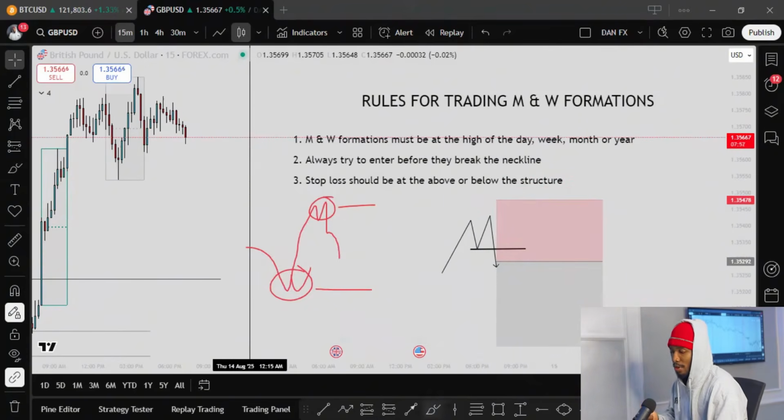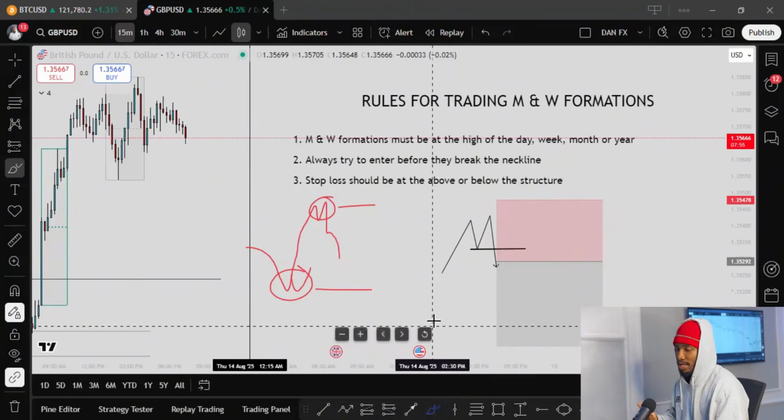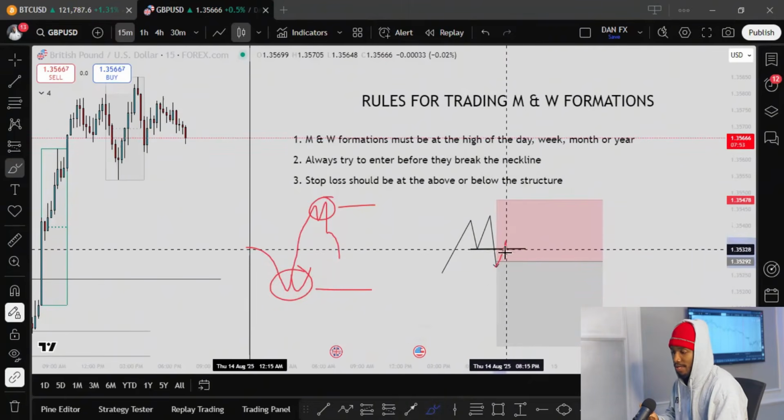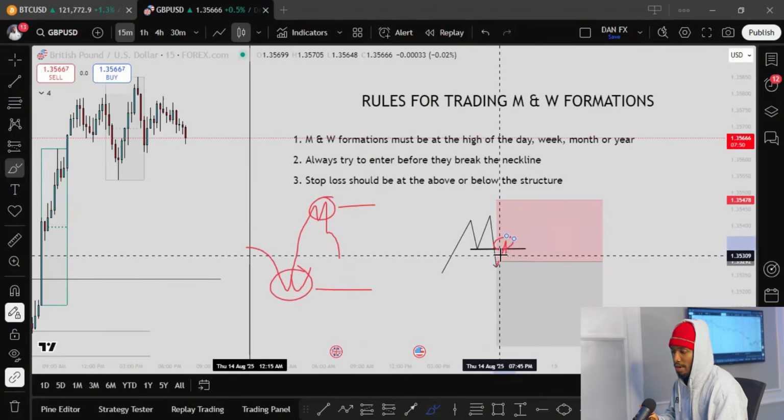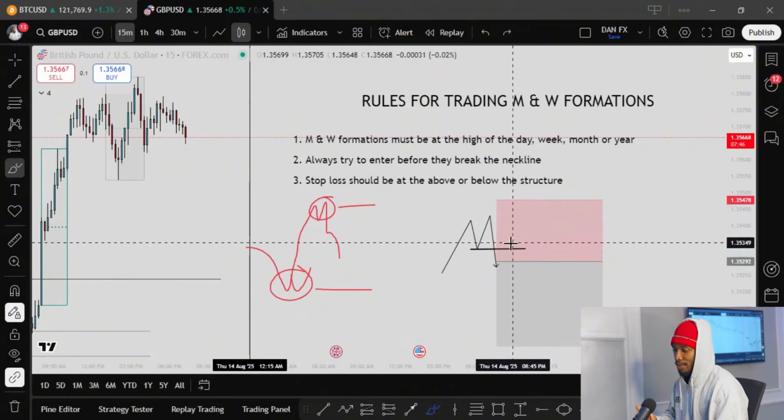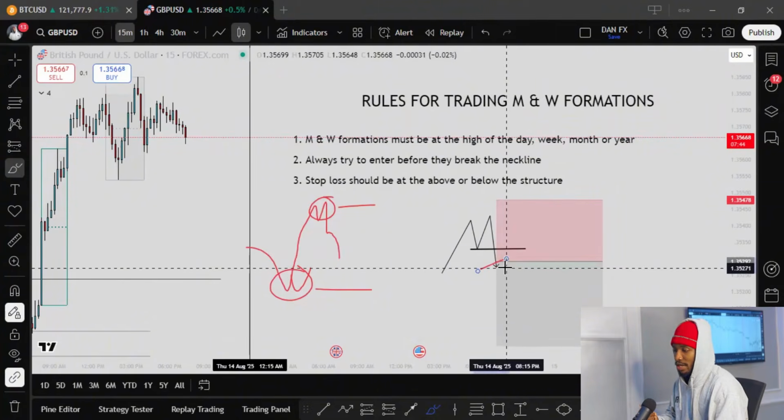It's already too late. The only way you can manage to enter when they've broken the neckline is if you wait for a retest, for price to come back all the way up here, then you enter on the retest. Otherwise, if price just breaks out of this and you're entering here, you're already too late.